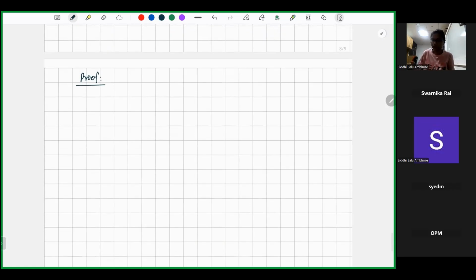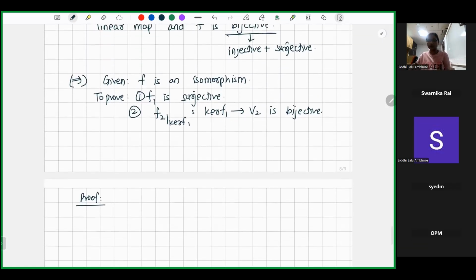Why does F1 not need to be checked for bijectivity? Why only F2 needs to be checked for bijectivity? We are not even checking whether the entire F2 is bijective. We are saying that it is bijective only on the kernel of F1. And that is the theorem we need to prove. See, F1 is an entirely different function. F1 is from V to V1. F is from V to V1 cross V2.